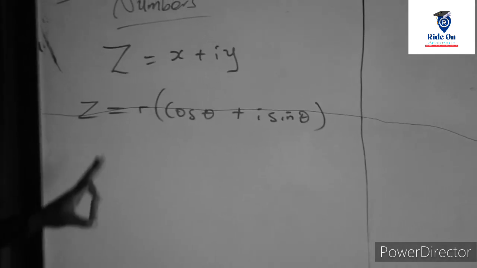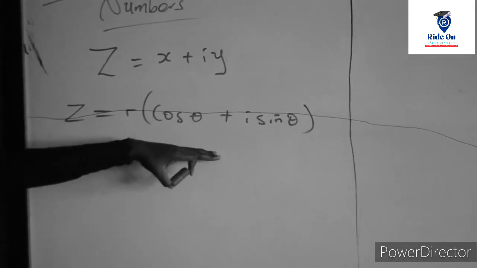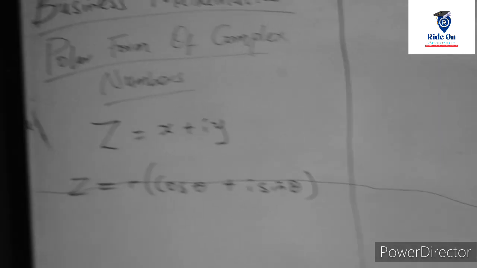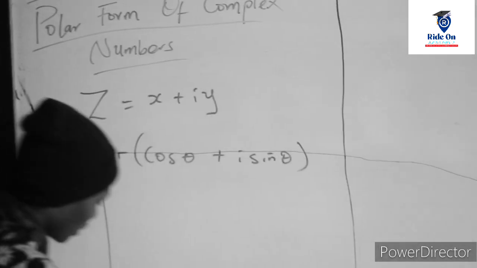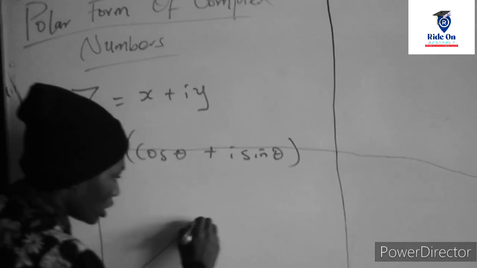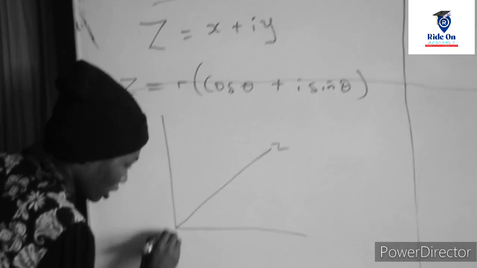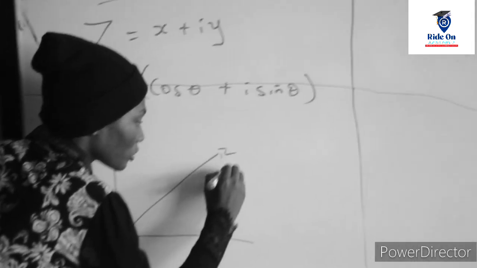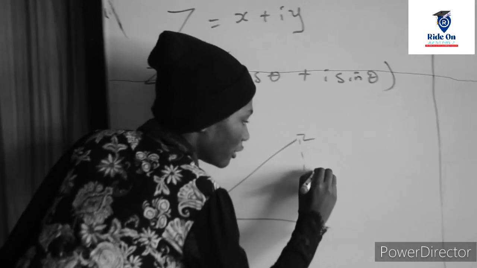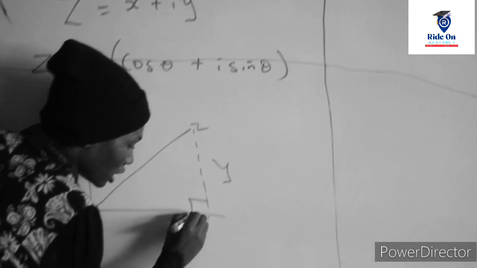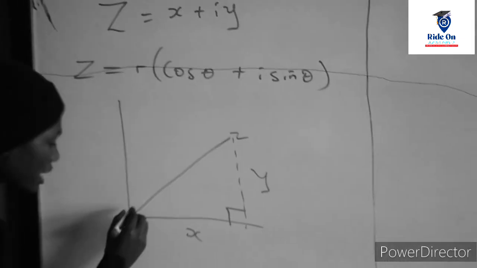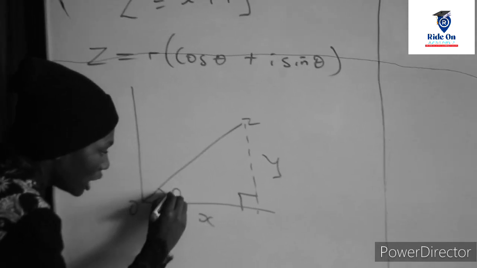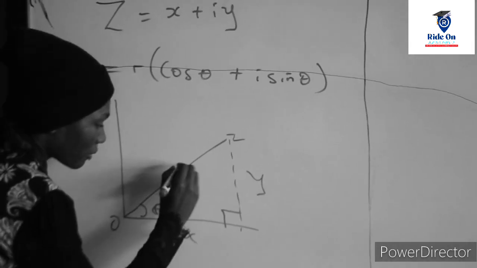Now, I want to prove to us how we got to the polar form. I'm going to do that quickly. Now, this is our Argand diagram, okay? This is our imaginary line for y, and this is x, okay? And let's say this is theta, and this is our modulus r.